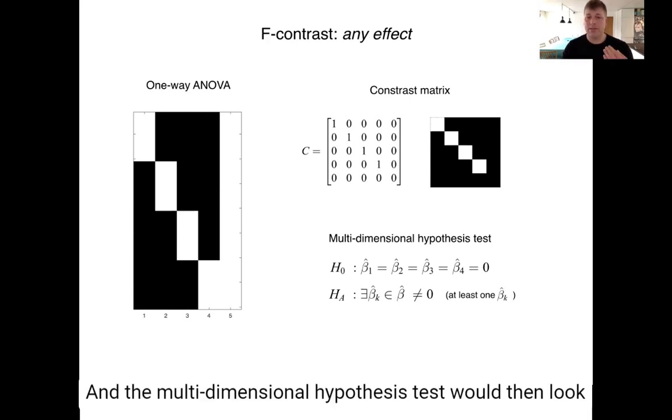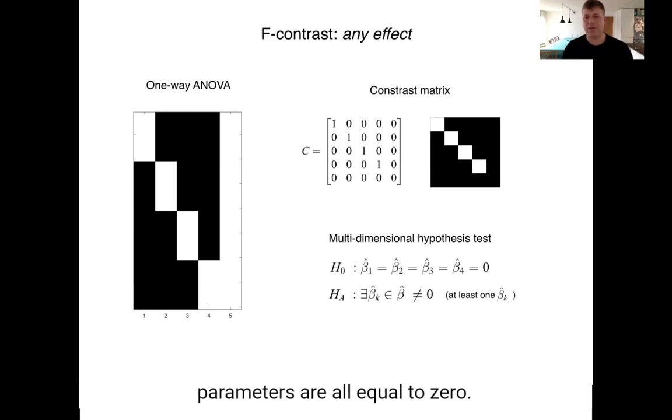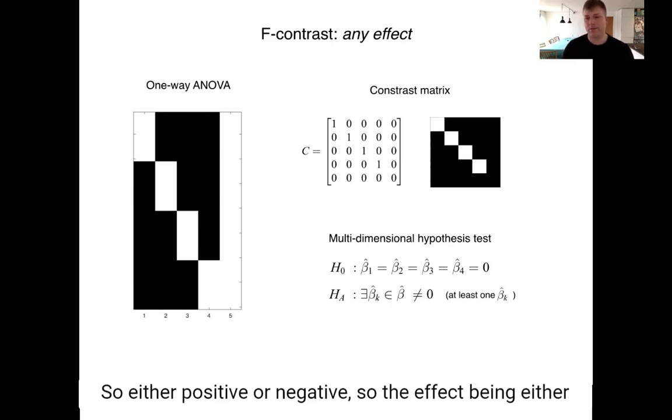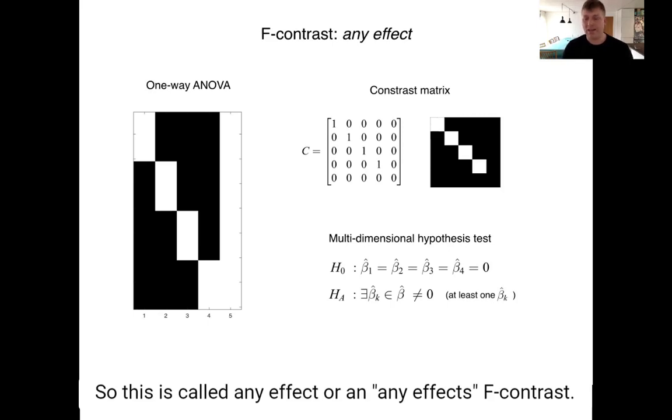And the multidimensional hypothesis test would then look like this. So the null hypothesis would be that the 4 different beta parameters are all equal to 0. There's no effect of any of them. Whereas the alternative, again, would be that there exists at least one beta parameter, so at least one effect in one of the groups, which is different from 0, so either positive or negative. So the effect being either positive or negative. So this is called any effect, or an any effect F contrast.